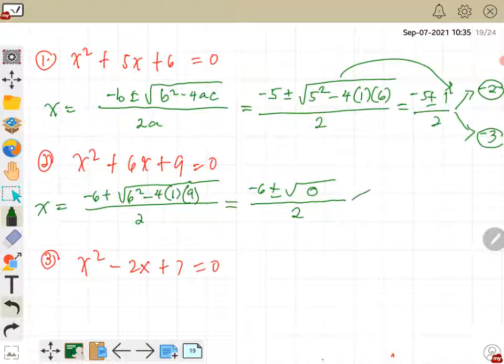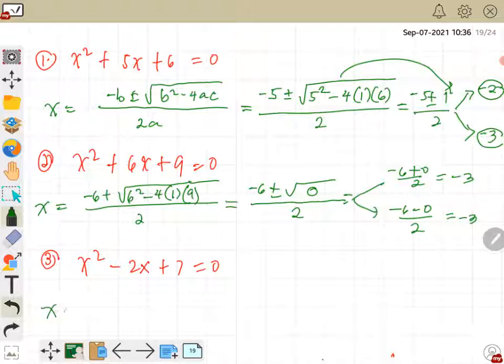So even if you say negative 6 plus 0 divided by 2, that is still negative 3. And even if you say negative 6 minus 0, because the square root of 0 is 0, divided by 2, that is still negative 3. So we have only one value. The difference between number 1 and number 2 is that in number 1 there are two real values, while in number 2 we have only one value, negative 3. So how about number 3?